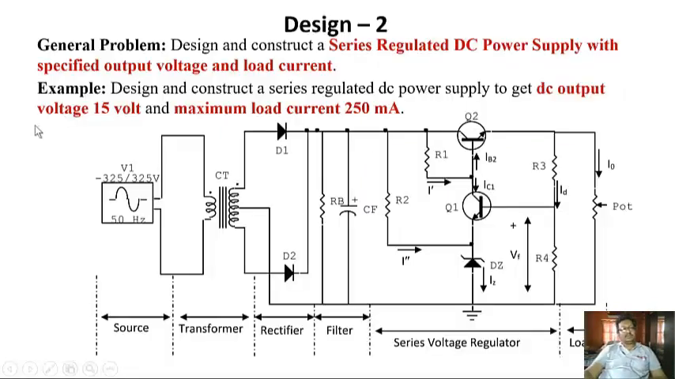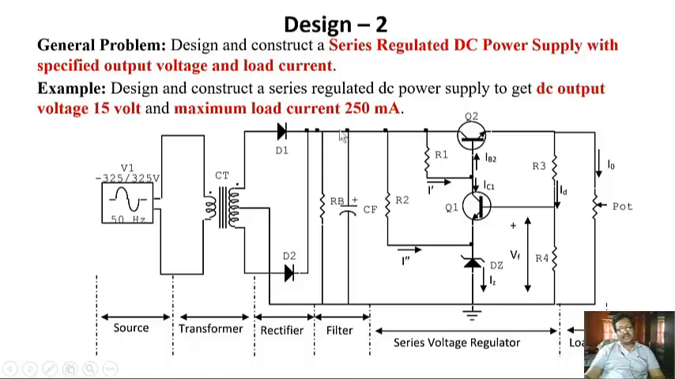Now let us discuss our assigned problem, where you are asked to design a series regulated DC power supply with some rated load current. The specific problem is like this. You have to design one 15 volt DC regulated power supply for maximum load current 250 milliampere. The design is like this.